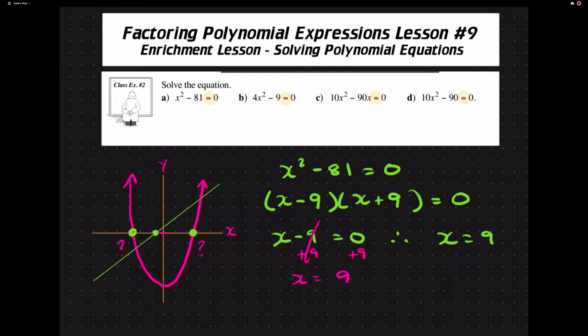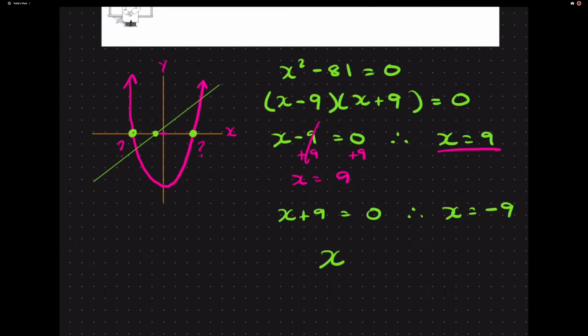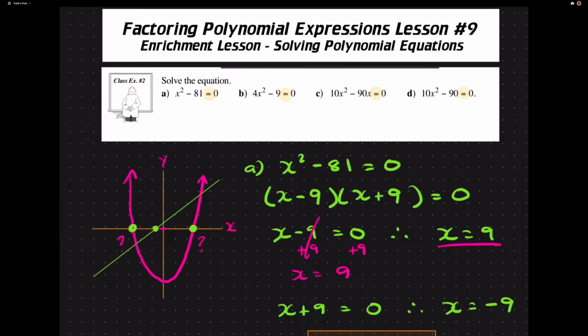Following that theory, if x minus 9 equals 0, we come to the conclusion that x equals 9. If we have x plus 9 equals 0, then x is going to be equal to negative 9. So in this case, x is equal to positive or negative 9. That would be the final answer for A right here. And let's move on to B.